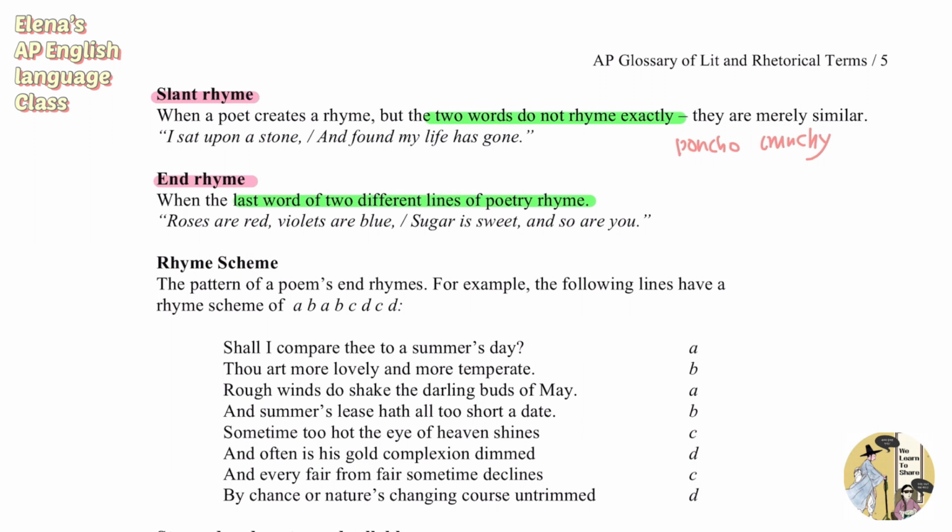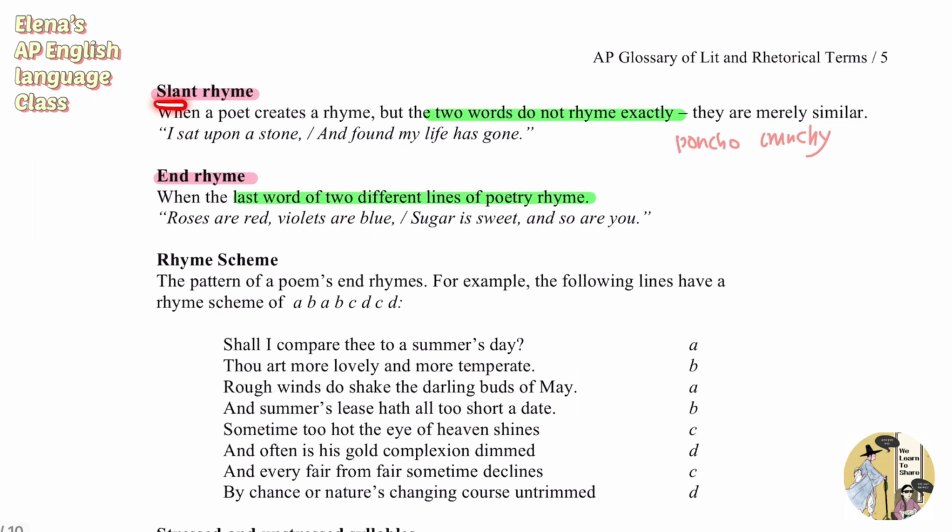And always remember that slant rhyme is something that slightly rhymes, that is merely similar. But an end rhyme is a rhyme that rhymes at the end, in the last word, and that's why you call it an end rhyme. Next, we're going to look at rhyme scheme. It's the pattern of a poem's end rhymes.